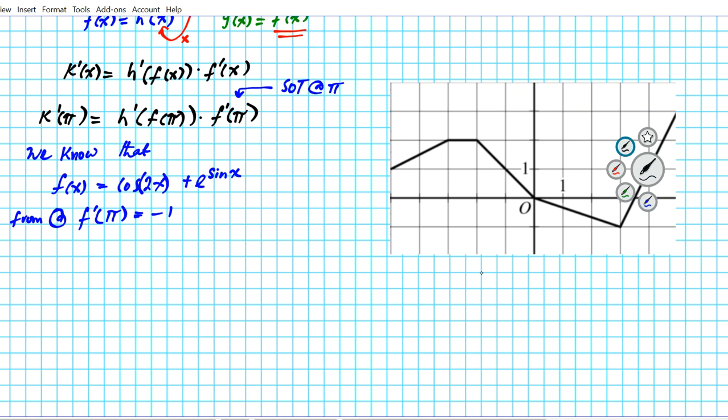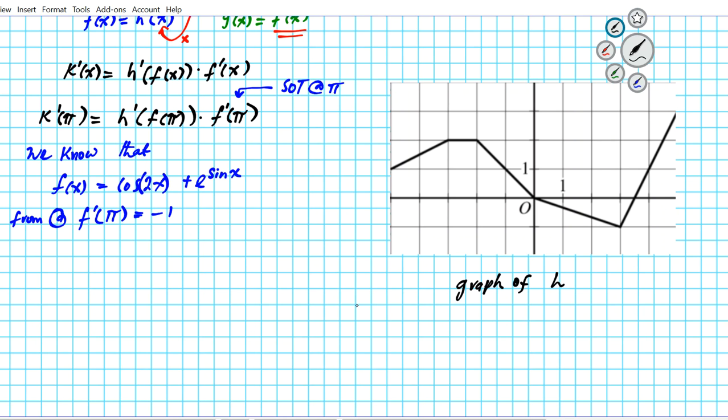Okay, and then we also know that this graph on the right here is the graph of what? This is a graph of h. Okay, all right, so k prime of pi is going to become h prime evaluated at f of pi, which is... so this is f of x.